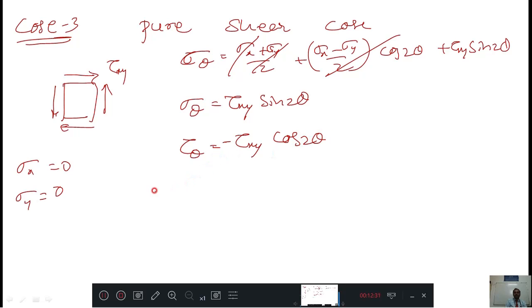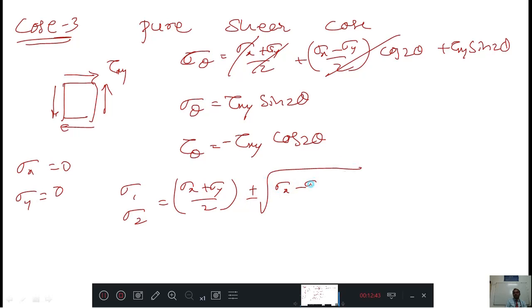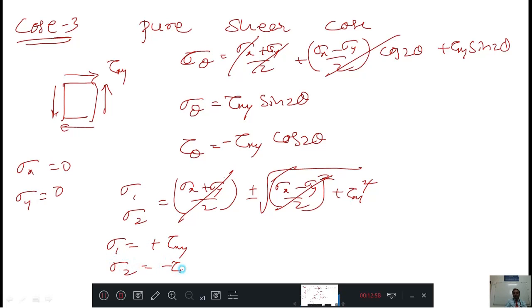Then coming to sigma 1 comma sigma 2, in general, sigma x plus sigma y by 2 plus or minus square root of sigma x minus sigma y by 2 whole square plus tau xy square. Then this is gone and this bracket is also gone. Therefore, the square root cancels. Therefore, sigma 1 will be plus tau xy and sigma 2 will be minus tau xy.